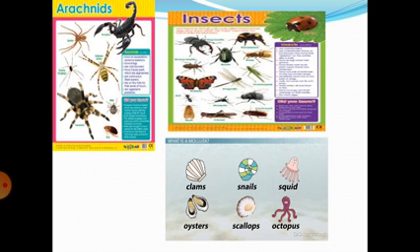The last subgroup of invertebrates we're looking at is mollusks. Mollusks are soft-bodied animals which mostly have a shell to protect their body. Examples of mollusks include snail, slug, octopus, and squids.